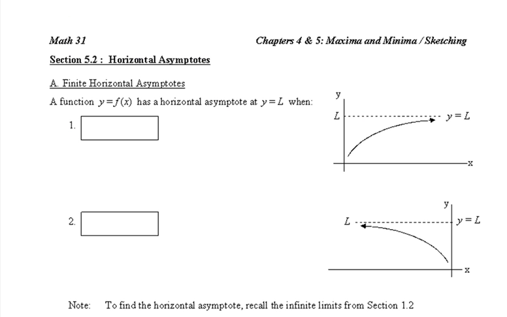Okay, horizontal, which you've talked about in 30-1, and maybe you've already done them. Okay, so finite horizontal asymptotes. I knew I shouldn't start talking about machines. A function y equals f of x has a horizontal asymptote at y equals L when the limit as x approaches infinity of the function equals some number.